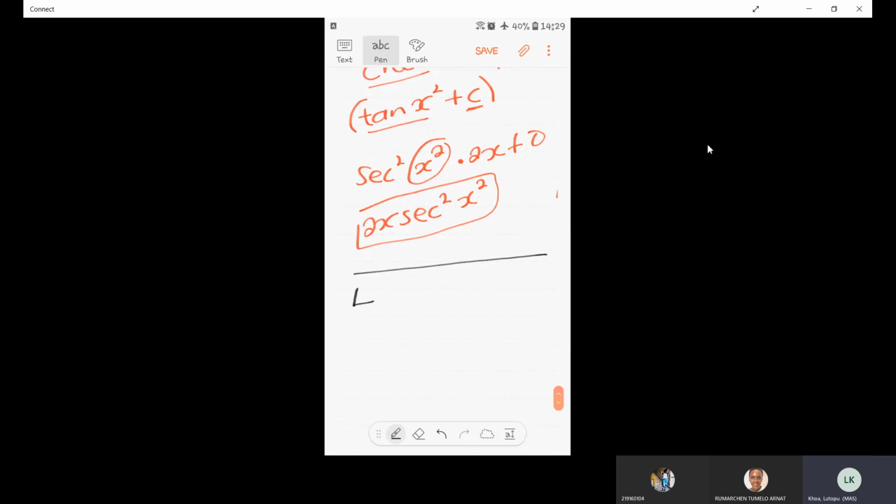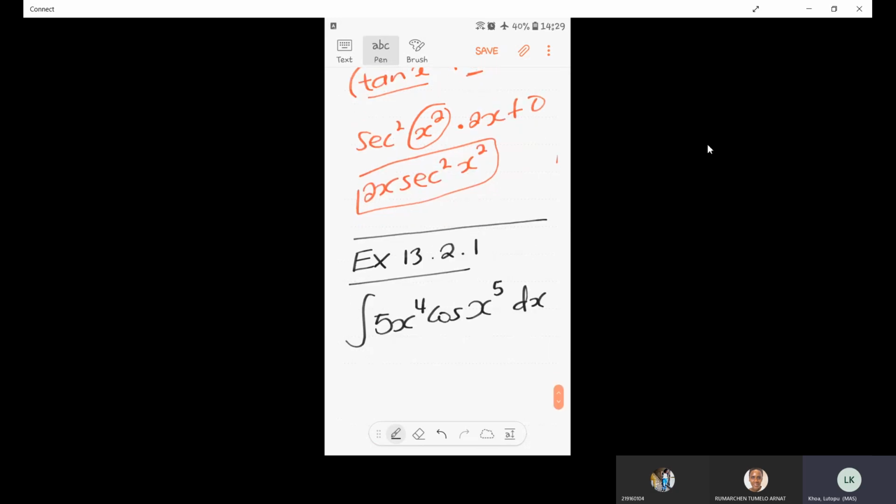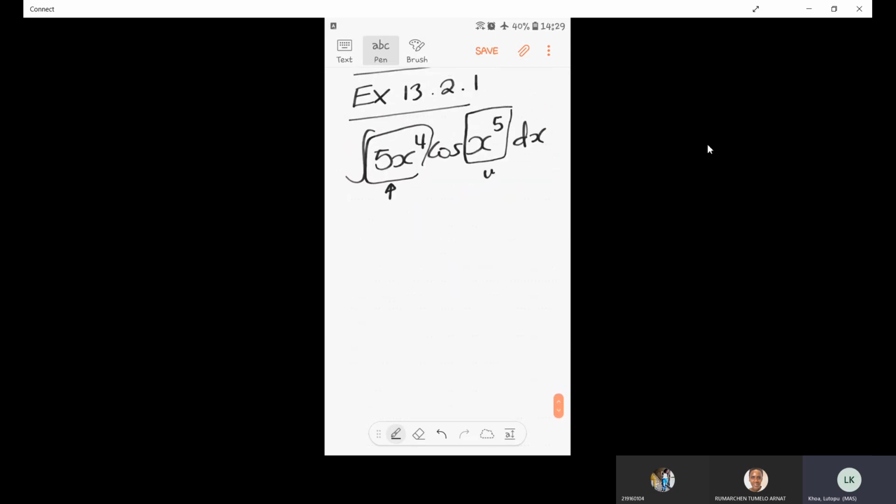These are from exercise 13.2.1. We have the integral of 5x to the power of 4 cos of x to the power of 5 dx. Okay, so here I can already see that this function x to the power of 5, when I differentiate it, I will get 5x to the power of 4. So already this tells me this is going to be my u, and this one here is going to be my derivative. So I make that substitution.